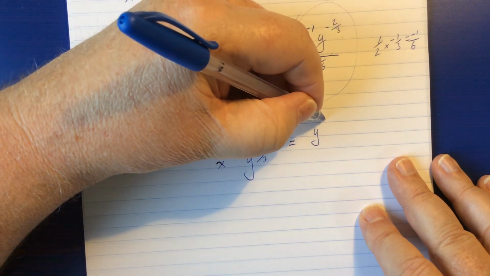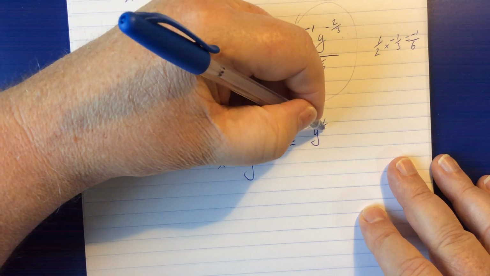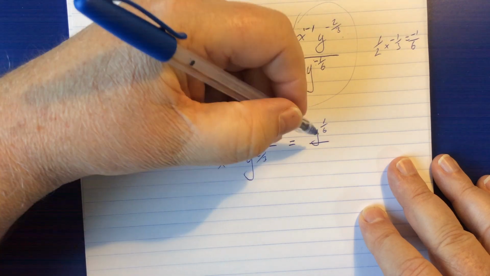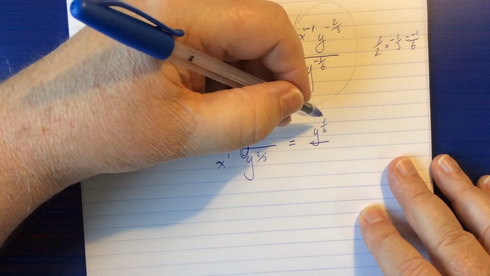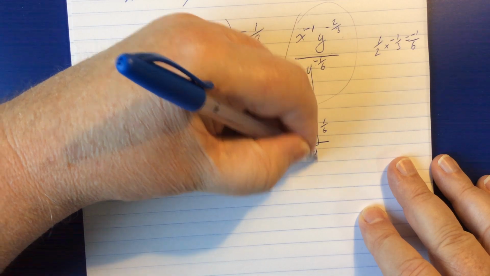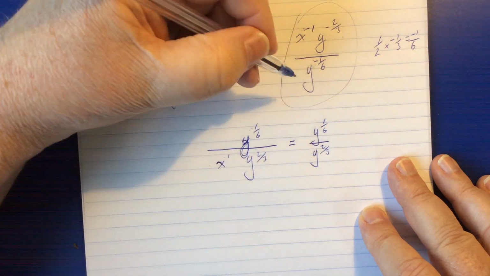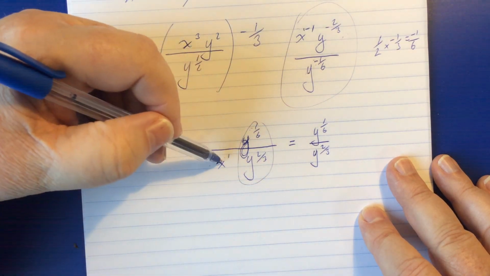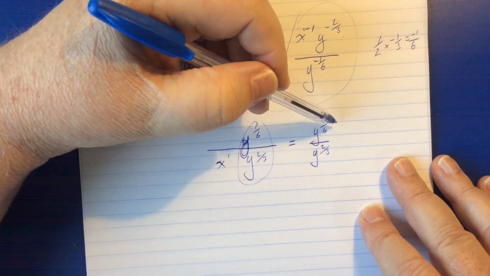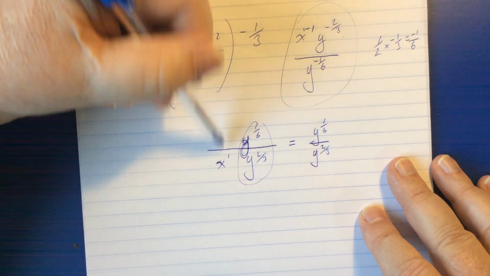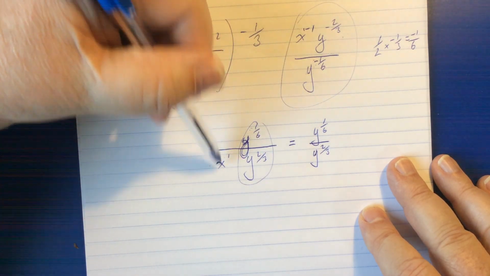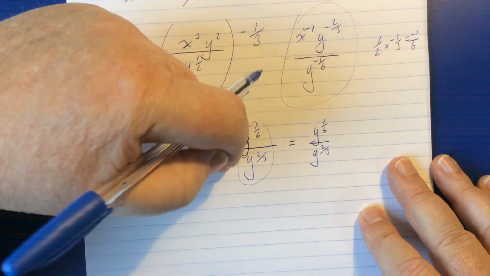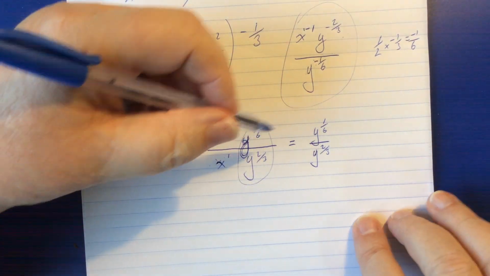Y to the power of 1/6 divided by y to the power of 2/3. I'm just concentrating on this because this will just sit here. There's no x value here, so we've got nothing we can divide by. So we'll just leave that alone for the moment. We're just concentrating on working this out.